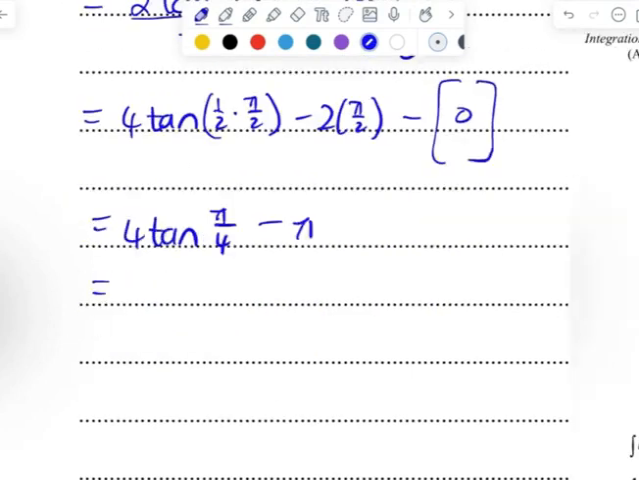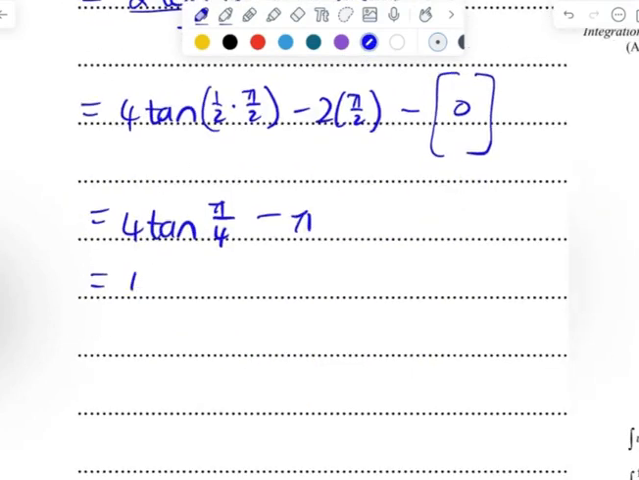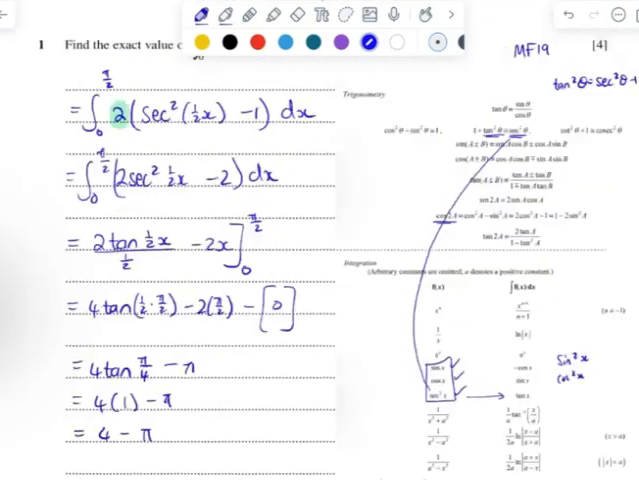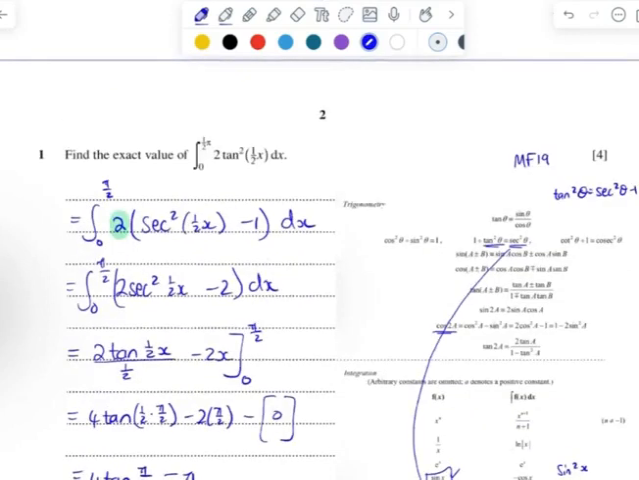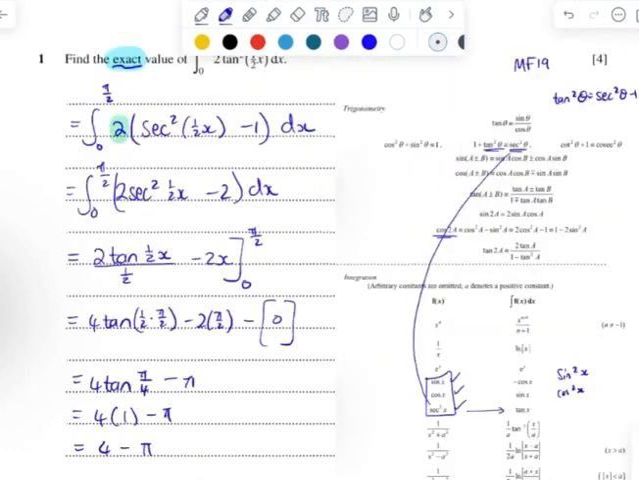Okay, tan of pi over 4 is just 1. So I'll write it for now, but you don't really need to write that. So my final answer is 4 minus pi, and I should have pointed out in the beginning, but they asked for the exact value. Okay, so we're not going to be looking at decimals or significant figures. We're going to leave it exactly like this, 4 minus pi.